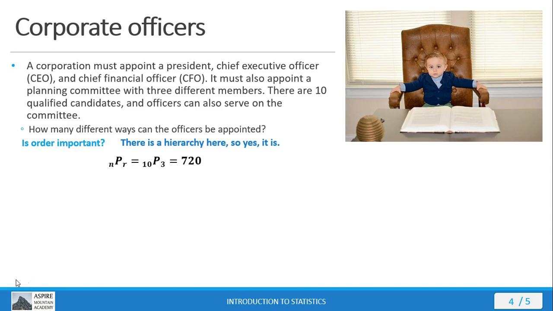We're actually going to punch this out on our calculator, like I showed you just a moment ago. There's 10 different candidates, and we're choosing 3 of them. So when we punch that out on our calculator, we get 720. How many different ways can the committee be appointed? Well, again, we ask, is the order important?